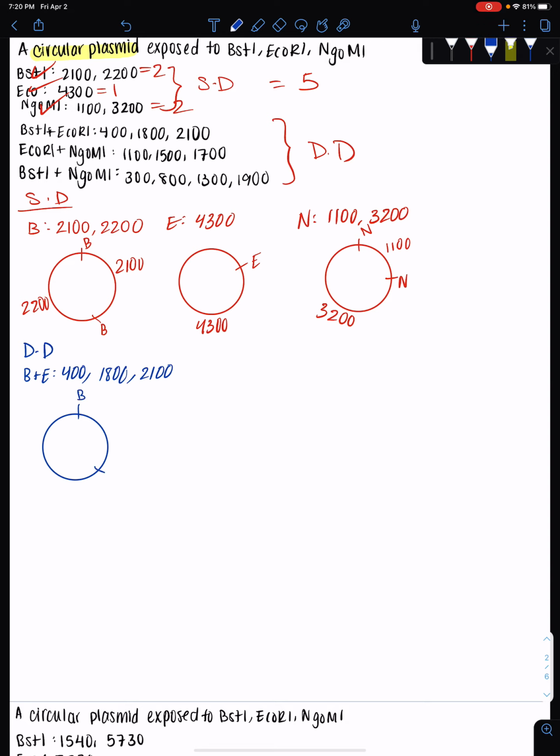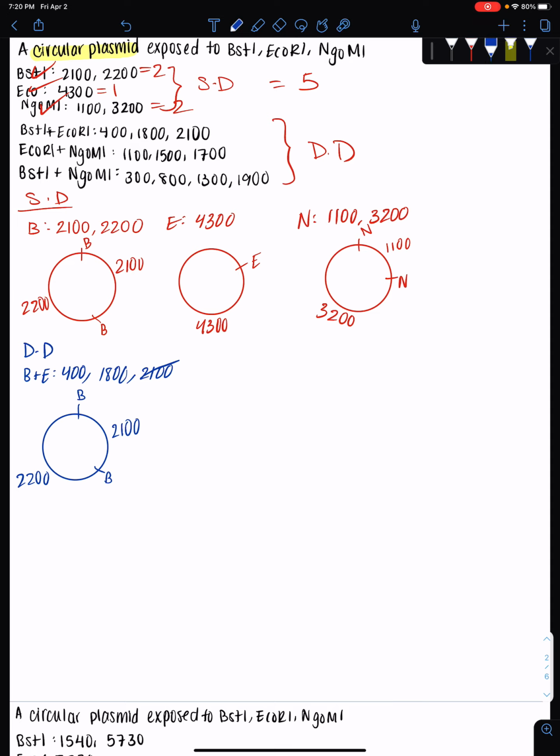There was a cut here, a cut here. This area was worth 2,100 and this area was worth 2,200. And as you can see, there's a region right here that's worth 2,100 and a fragment that was worth 2,100 in the information we were given. So we can leave this area alone. This area, however, over here is going to be split up into 400 and 1,800 by E.